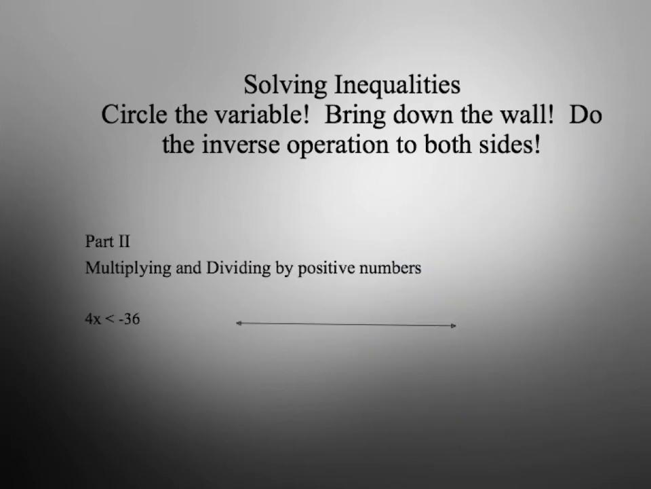Okay, this is part 2 of solving inequalities. You're going to be multiplying and dividing by positive numbers. So I'm going to go ahead and rewrite this: 4x is less than negative 36. And I'm going to circle my variable, bring down my wall. And remember, I'm trying to get rid of whatever number is with the variable. That tells me 4 times x, so I'm going to divide both sides by 4. It cancels out and leaves me with x here.